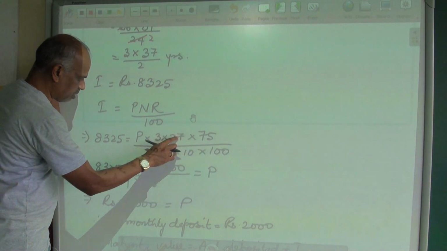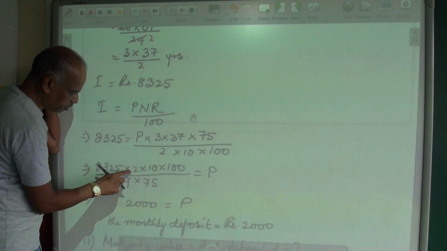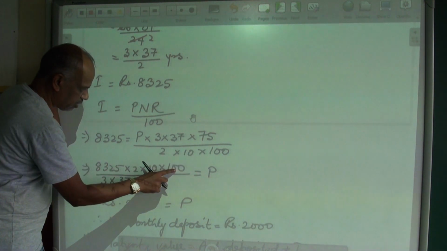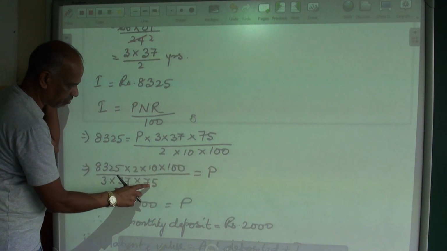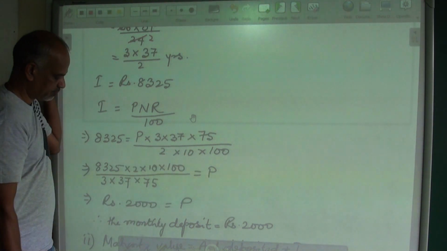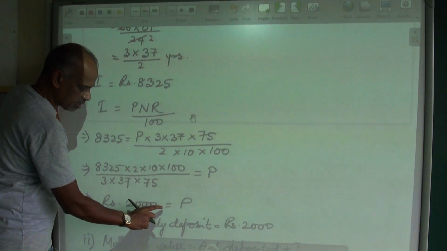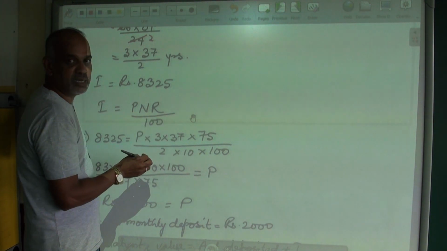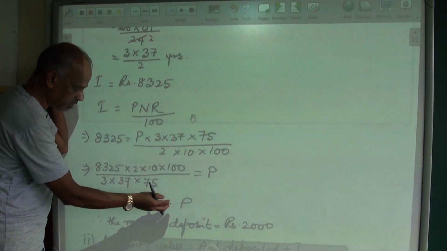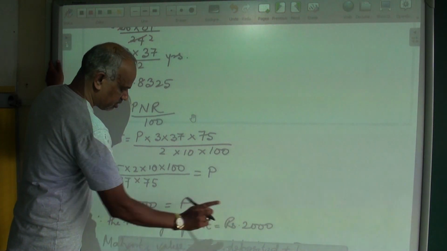Now bring these numbers to the left side. So that is 8325 into 2 into 10 into 100 divided by 3 into 37 into 75 will give you the value of P. If you simplify this, you will get rupees 2000 is the principal. First question was to find the monthly deposit. Monthly deposit is actually the principal. Therefore, the monthly deposit is rupees 2000.